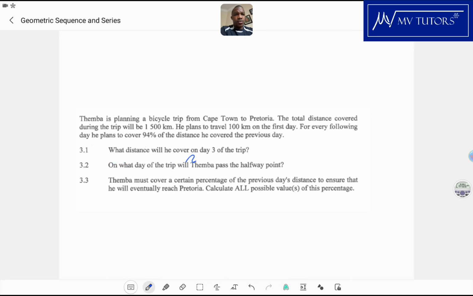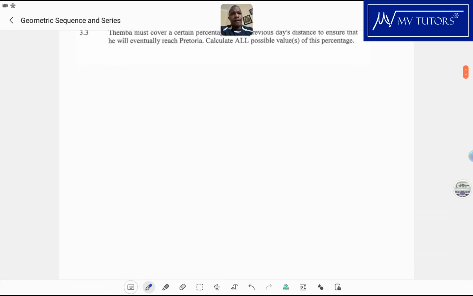Now, first question, what distance will he cover on day 3 of the trip? On what day of the trip will Temba pass the halfway point? And then Temba must cover a certain percentage of the previous day's distance to ensure that he will eventually reach Pretoria. Calculate all possible values of this percentage. That's the vision as well. We will answer this question. So if you don't know how to tackle any of these questions, then stick around and we'll get them. But first things first, we need to start with the theory. Break it down into small, understandable pieces so that we can answer these questions. All right, now let's get right into it.